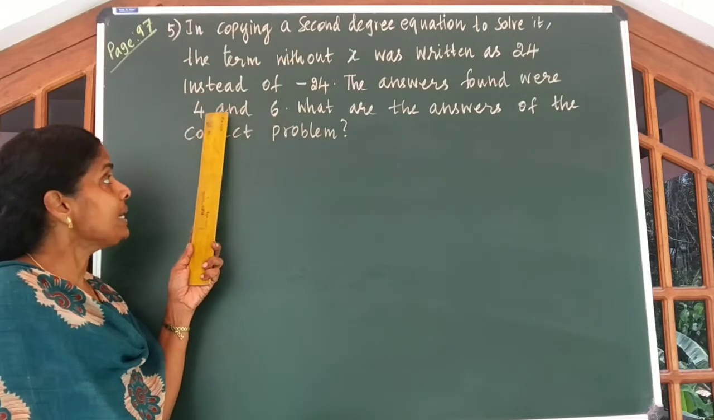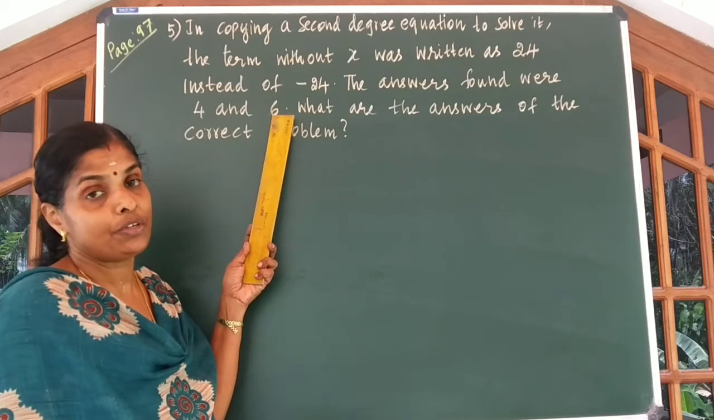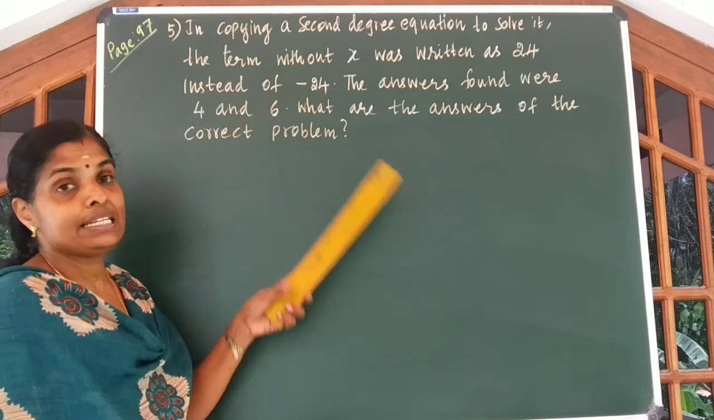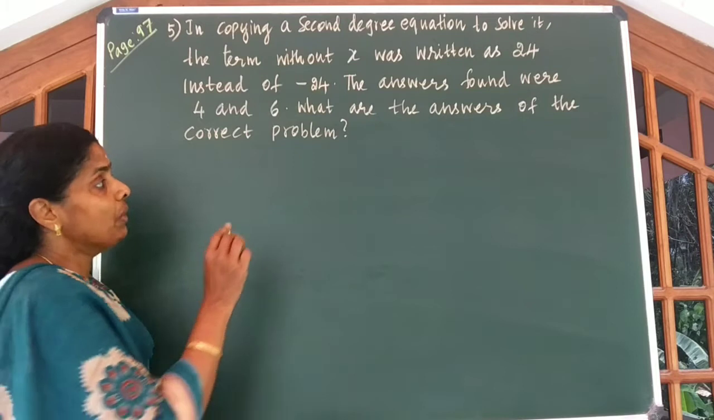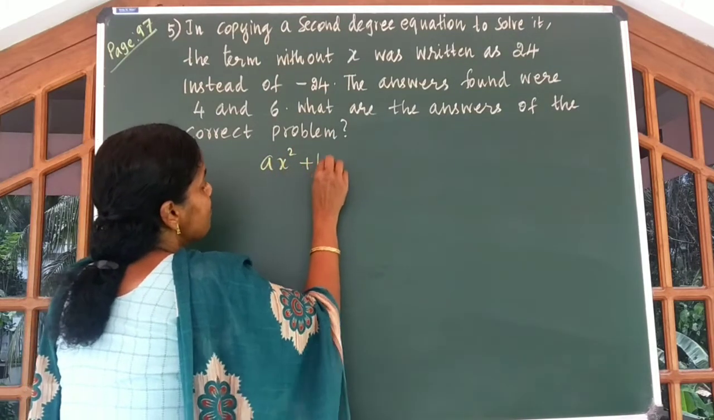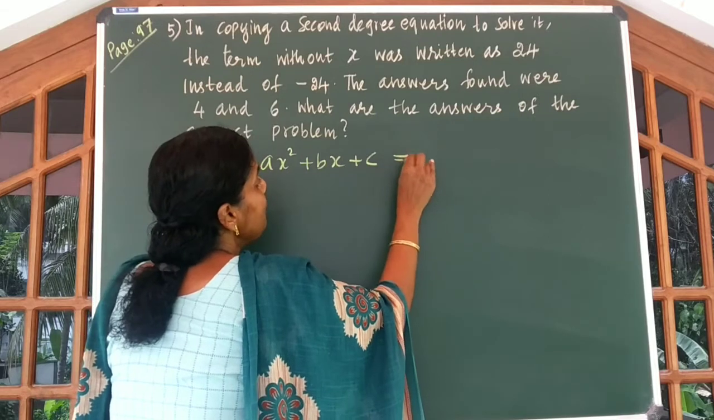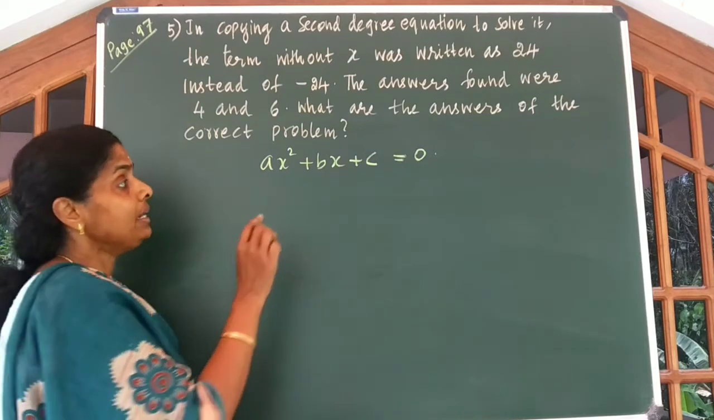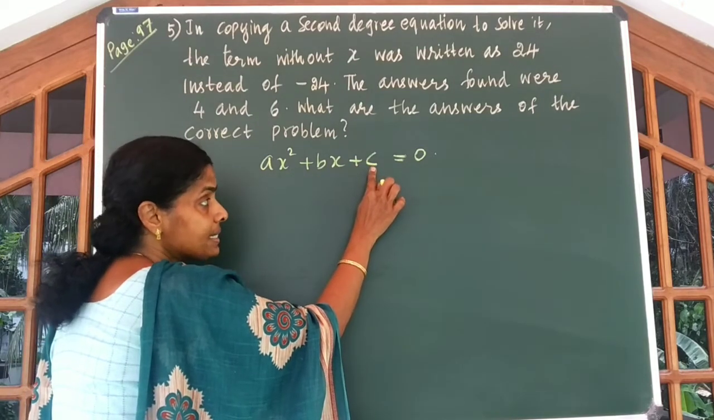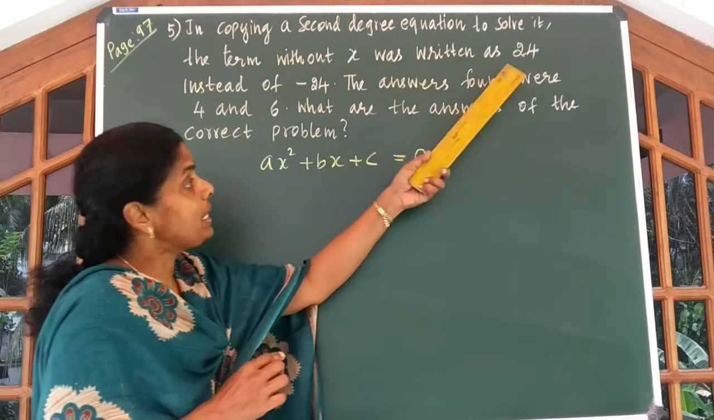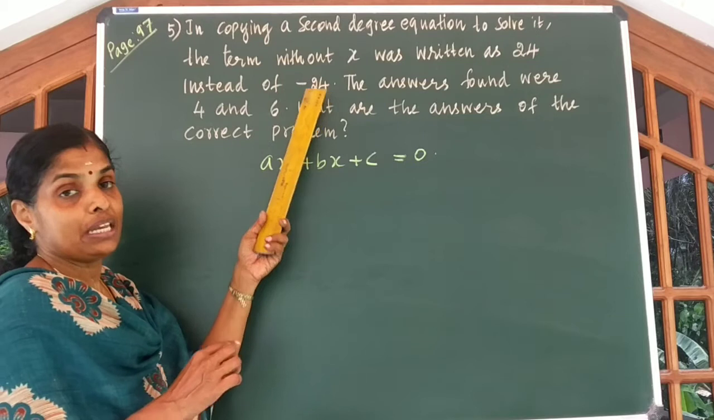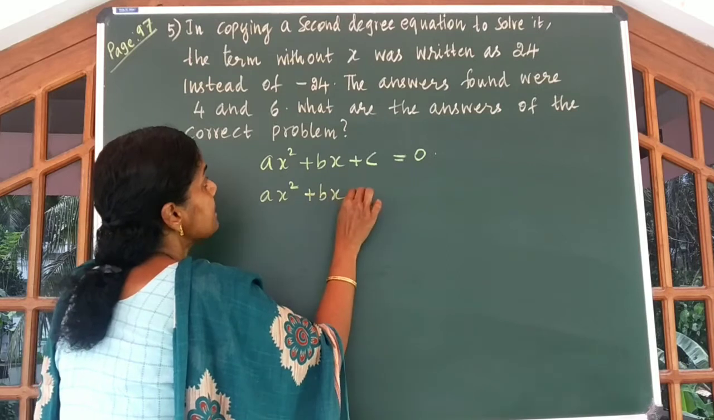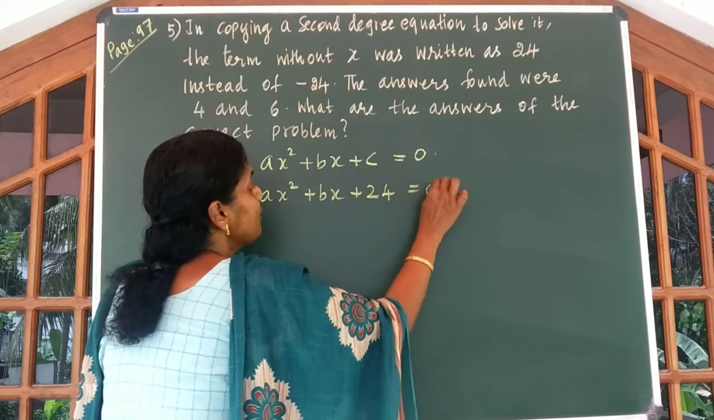Now, using these two solutions, we had to write the second degree equation. Do you understand? First of all, let us write the second degree equation. You know, ax square plus bx plus c equal to 0 is the general form of a second degree equation. Now we are given the term without x, that is the last term, was written as 24 instead of minus 24. So we can write this equation as ax square plus bx plus 24 equal to 0.